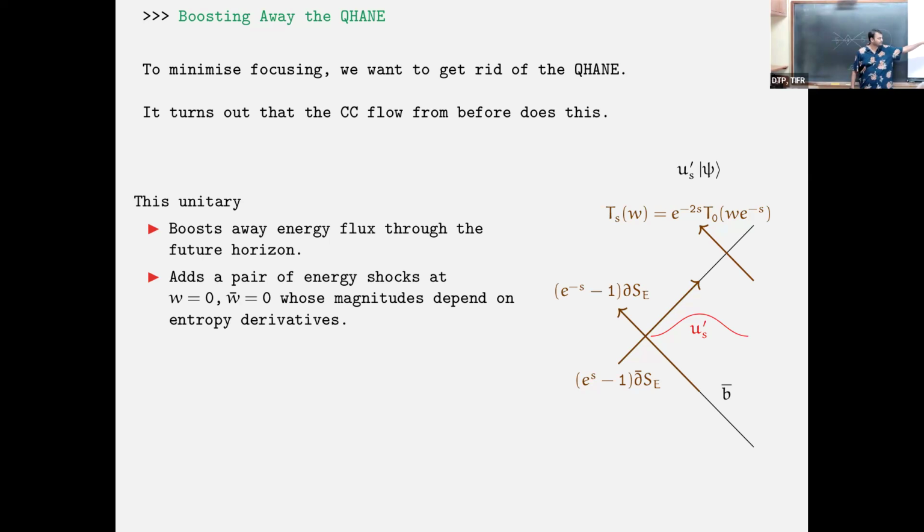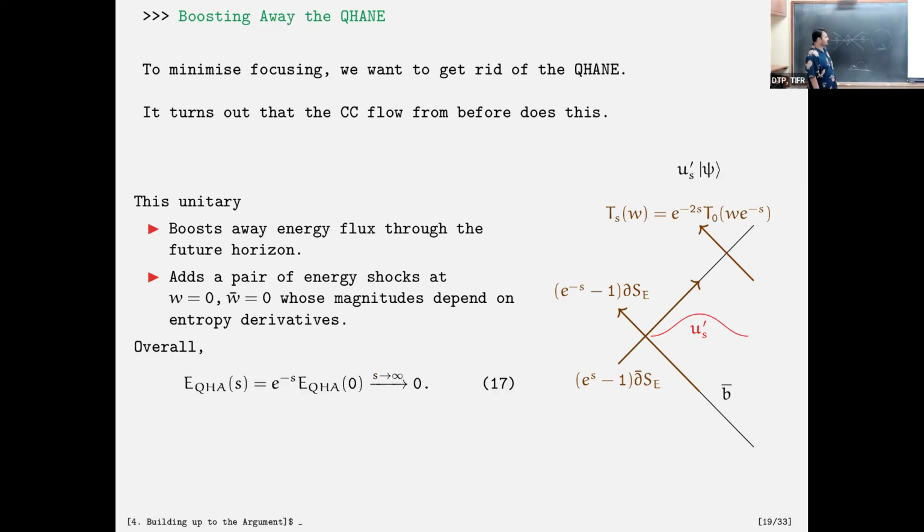I'm looking at a different state where I acted with this U_S prime. The different state is the original with two shock waves, and now all energy on the future horizon is boosted away. It was here, now it's further away, by some finite shift. This S parameter tells you how much is being boosted. As you send S to infinity, it gets infinitely boosted away, the exponential factor becomes infinitely important, and it becomes 0 as S goes to infinity.